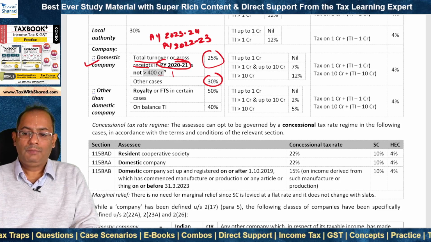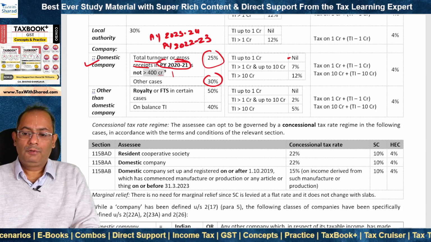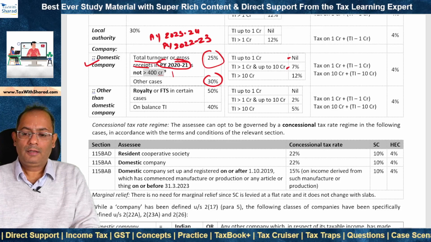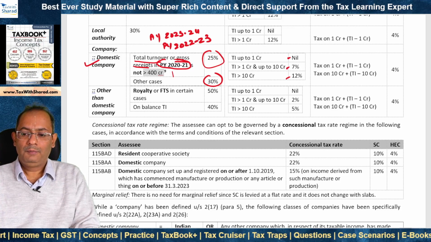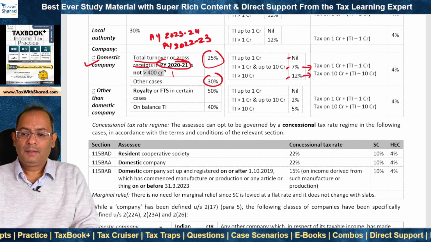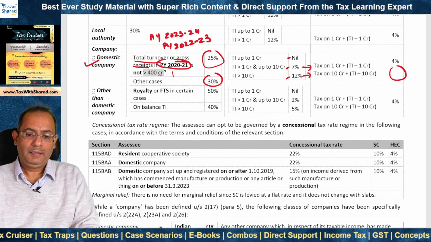There is no surcharge up to a total income of 1 crore. Beyond 1 crore and up to 10 crore, the rate of surcharge is 7%, and beyond 10 crore total income, the rate of surcharge is 12%. And this is the corresponding formula for determining the marginal relief, and cess is to the tune of 4%.